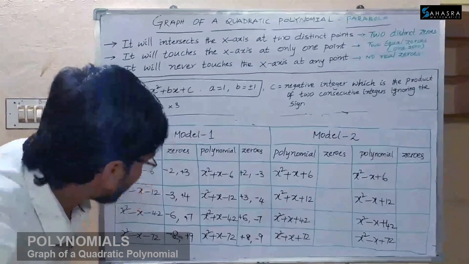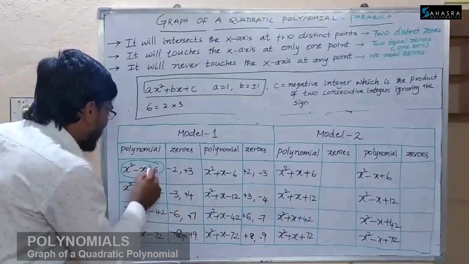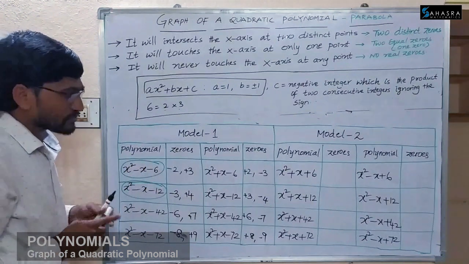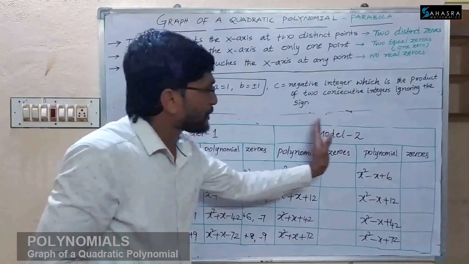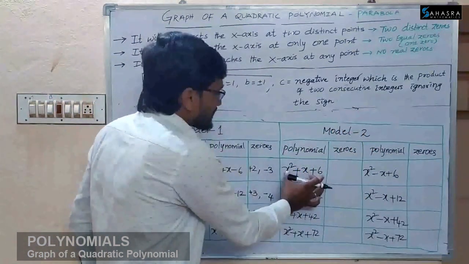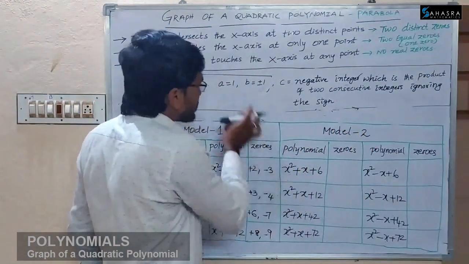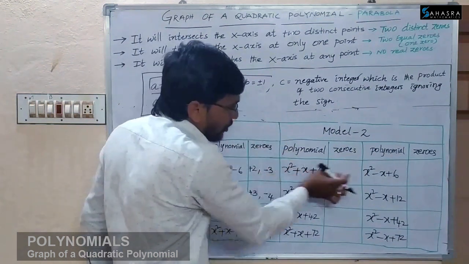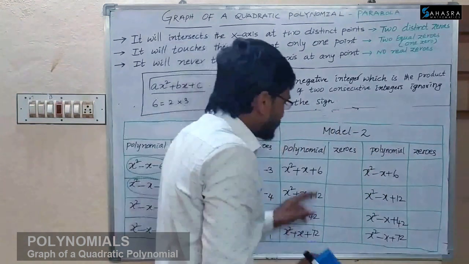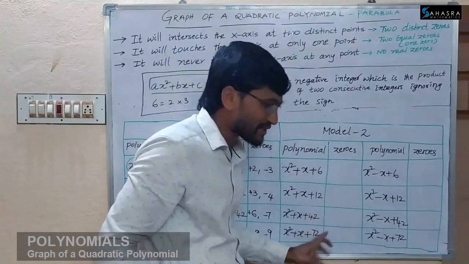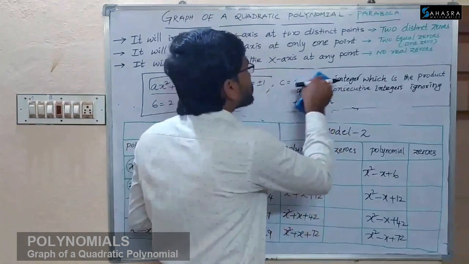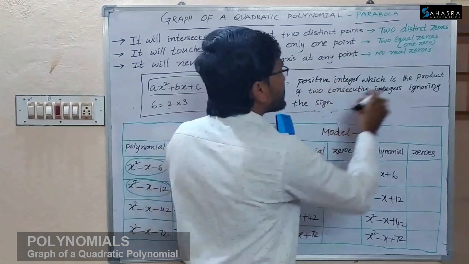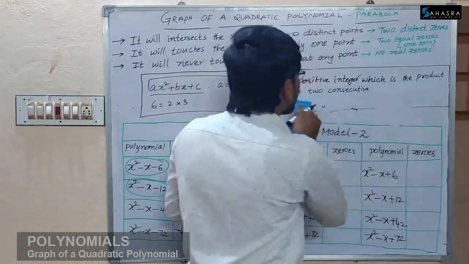And one more point. These two problems we have in 10th standard are very, very important problems that I will explain now. And one more thing, coming to model 2. Here it is the type: a, the x square coefficient, is equal to 1, b, that means the x coefficient, is equal to either plus 1 or minus 1, and c is, see here, plus 6, plus 12, plus 42, plus 72, like that. C is a positive integer, and which is the product of two consecutive positive integers.